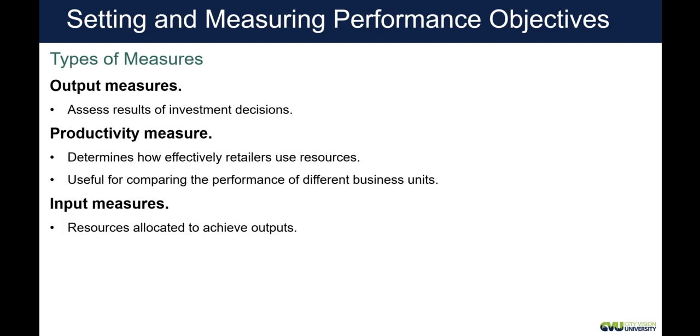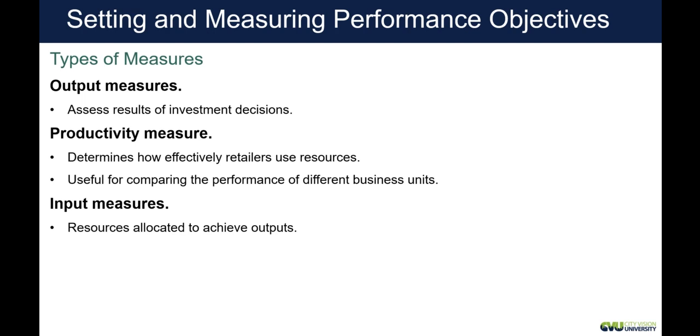So again, types of measures, when we start looking at this. Our output measures we can use to assess how we did with investment. Productivity really helps us determine how efficient we are using our resources. Productivity measures also help us compare stores against each other. So if we have one in Springfield, Illinois, and one in Springfield, Massachusetts, we can compare those two stores based on some of those productivity measures.